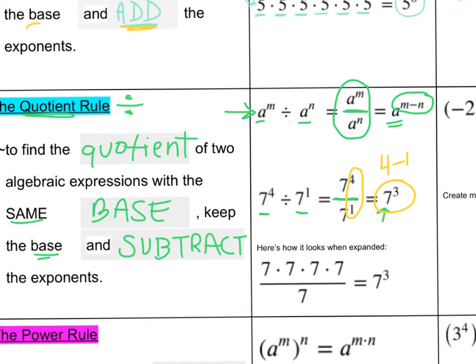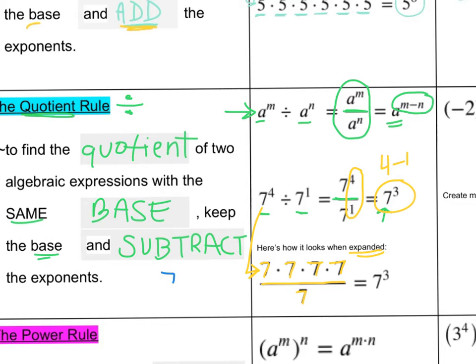So here's why it works. When we see it expanded, it helps us really understand why it works. So 7 to the 4th power would look like this if we expanded it: 7 times 7 times 7 times 7, 7 to the 4th power, divided by 7 to the 1st power, which is just one 7.